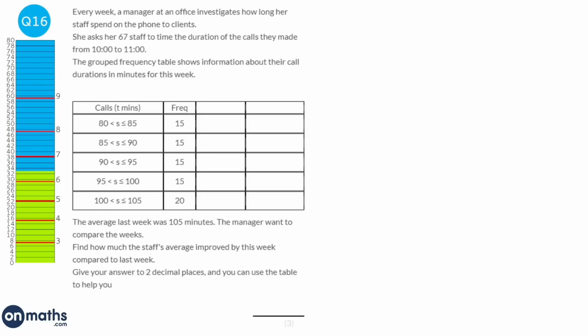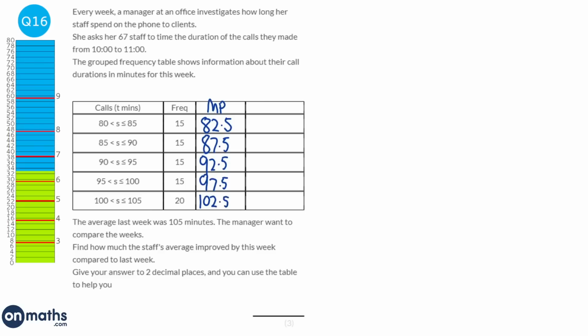So the first thing we need to do is work out the mean for the data in the table. To start off doing that, we're going to work out the midpoint of each group. So we've got 80 to 85, and to find the midpoint, you add the 80 and the 85 together, then you divide by 2. So this will be 82.5, then 87.5, then 92.5, then 97.5, and then finally 100 plus 105 divided by 2 is 102.5.